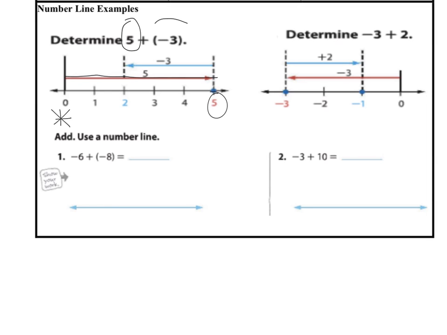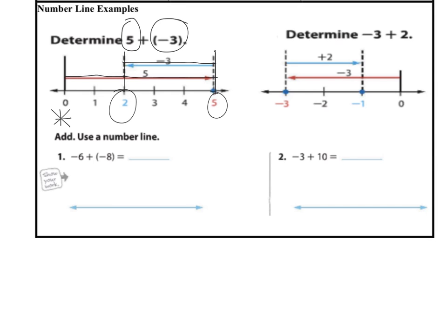And then I'm going to add negative 3. Well, negative goes to the left. So starting from 5, I'm going to go 1, 2, 3 to the left. So my answer is going to be 2.